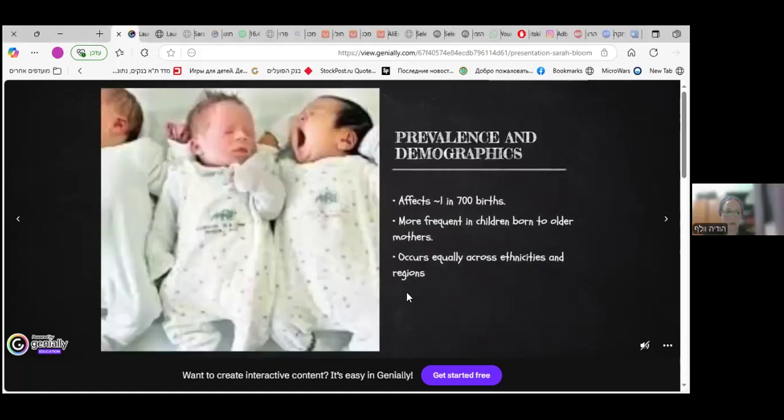Down syndrome occurs in about 1 out of every 700 births. Although the chance increases with the mother's age, most babies with Down syndrome are actually born to younger mothers. The condition affects people of all races and regions equally. There is no difference in how often it happens based on ethnicity or geography.